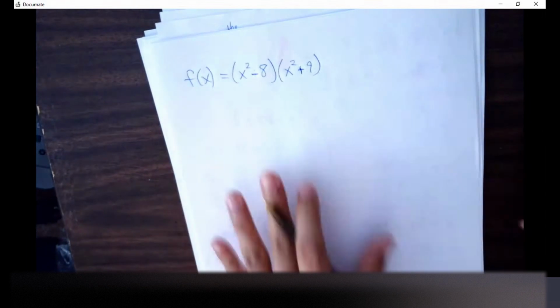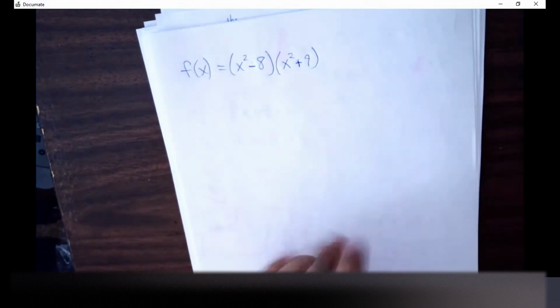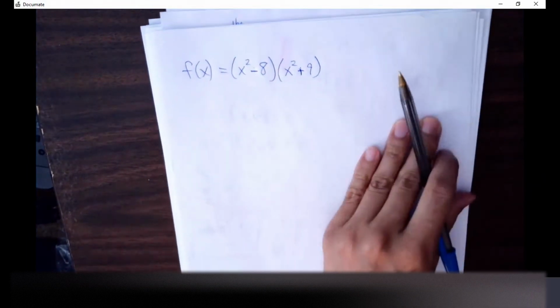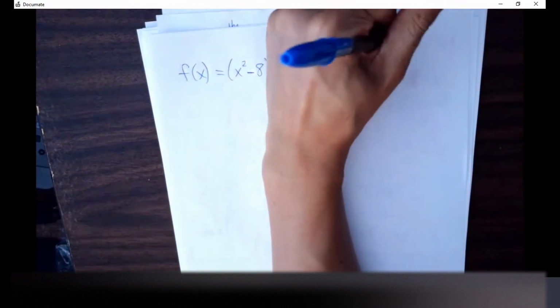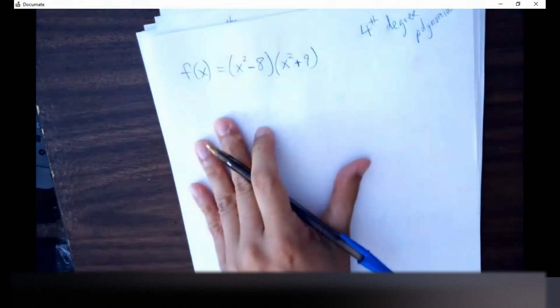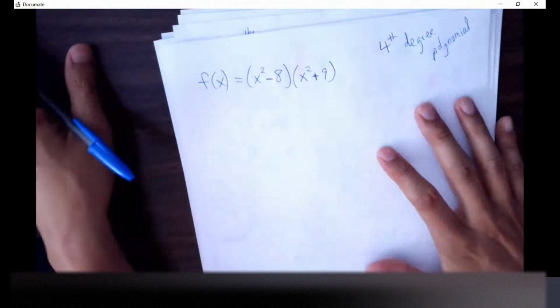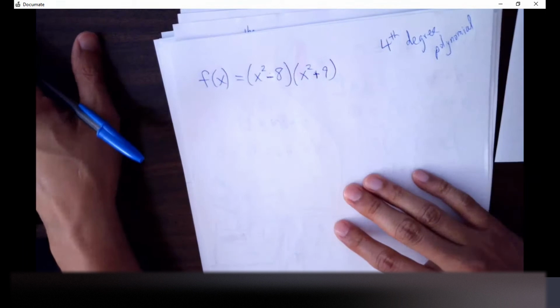Okay, so first off, what's the degree of this polynomial? How many solutions are we staring at? Yep. 1, 2, 3, 4. We know this is a 4th degree polynomial. We know there's going to be 4 solutions. But now we're going to be looking and finding them. So how would you start this?